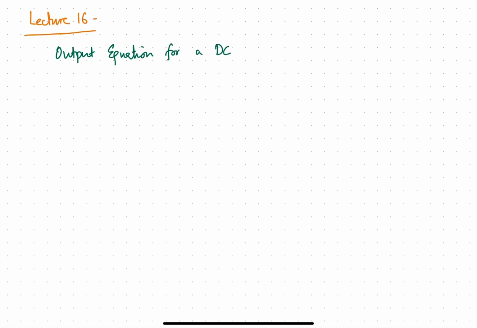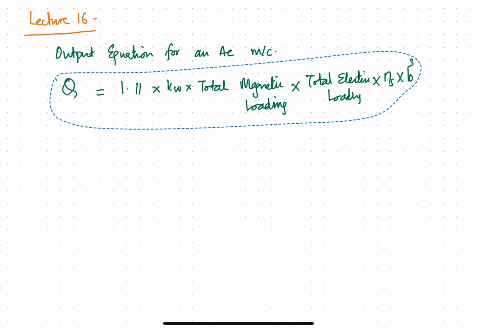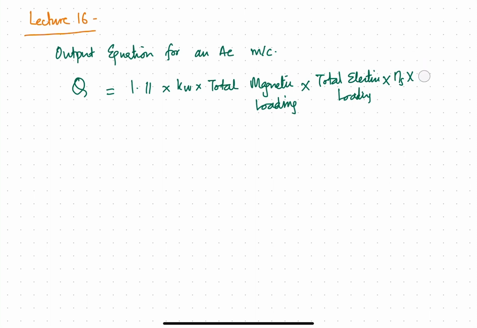The output equation for an AC machine is Q in kVA equal to 1.11 times kW times total magnetic loading times total electric loading times ns, that is the synchronous speed, times 10 to the power minus 3.